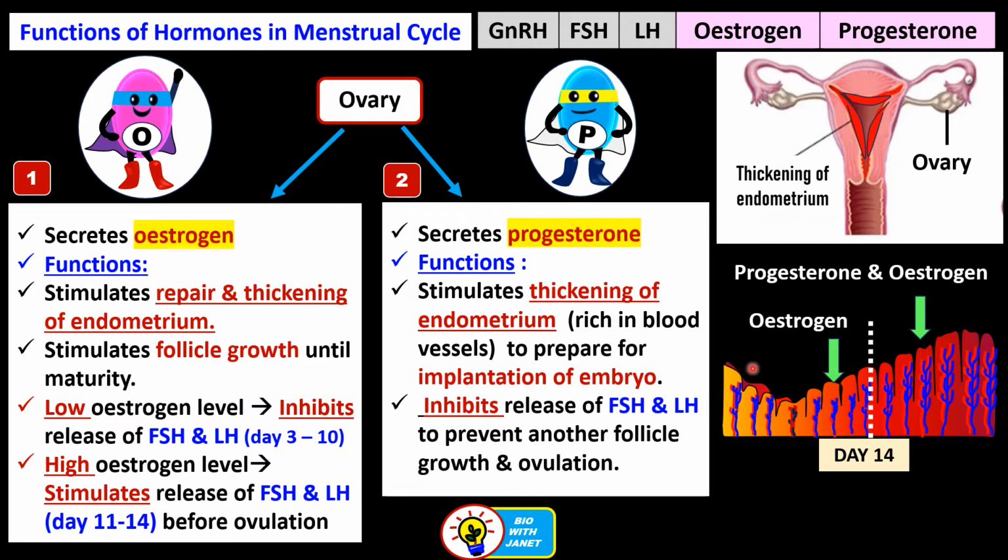So if you look at this diagram here, you can see at the beginning of the menstrual cycle, the endometrium thins down because it breaks down and menstruation occurs, and then the endometrium comes out from the female's body. But after that, estrogen is produced and stimulates the repair and thickening of the endometrium. Later on, after day 14, when ovulation has occurred, the corpus luteum is formed and it secretes progesterone and estrogen. So these two hormones will continue to stimulate the thickening of the endometrium, all right, to prepare for implantation of the embryo.